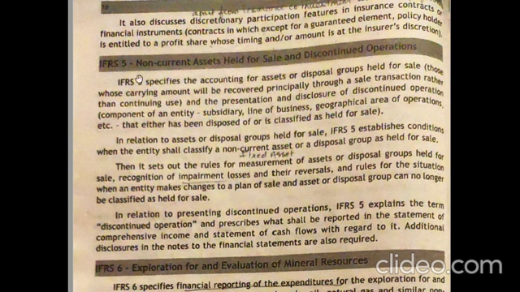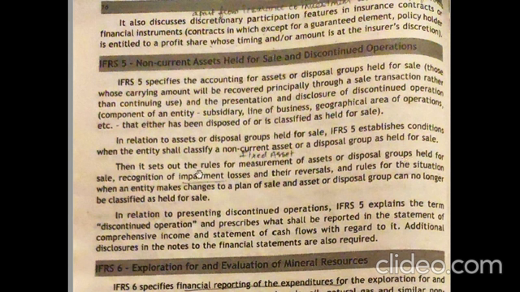So this IFRS 5 explains the methods and accounting policies to be maintained. In relation to assets or disposable groups held for sale, IFRS 5 establishes the conditions when the entity shall classify a non-current asset or a disposable group as held for sale. So the standard explains how an entity should classify such an asset. Then it sets the rules for measurement of assets or disposable groups held for sale, that is, how to measure such fixed assets.